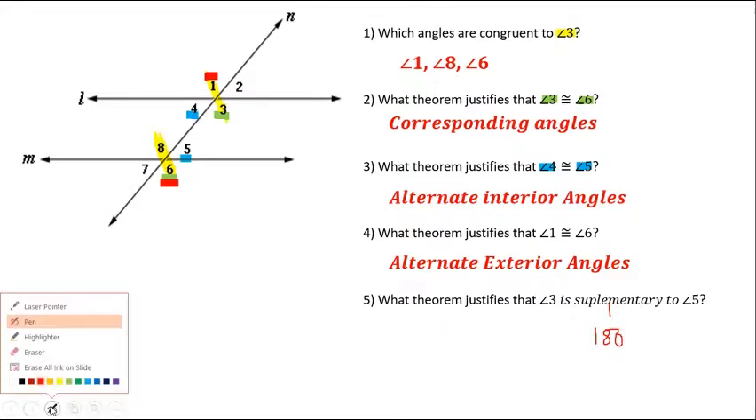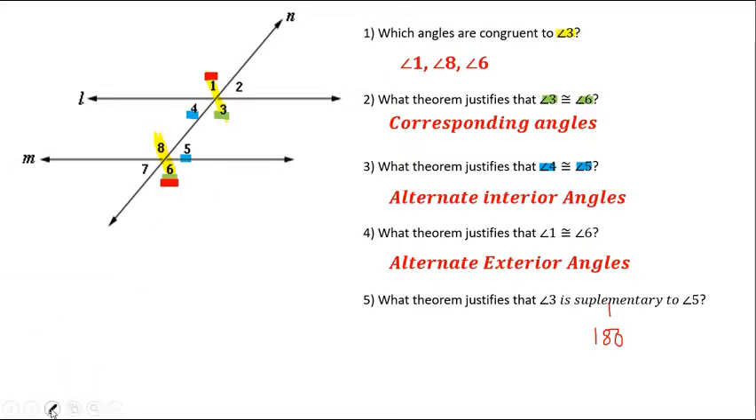So here angles 3 and 5. Okay, so angles 3 and 5. So it's this angle right here, this angle right here. So those two are on, think of it, they're on the inside, interior, but they're on the same side of the transversal. So those we call same side interior angles.